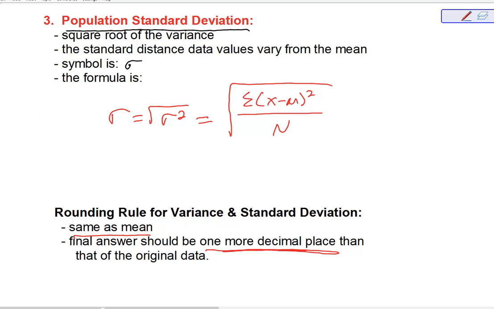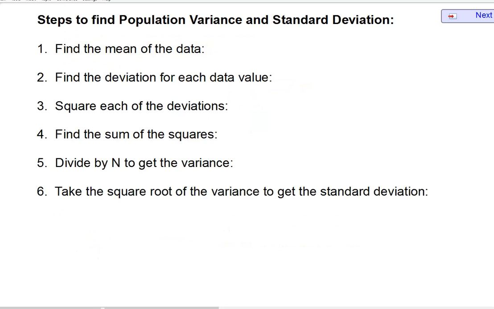So let's look at how we would actually find the variance and standard deviation. These are the 6 steps that we take for finding population variance and standard deviation. And they're actually going to be the same for finding the sample variance and standard deviation, just using a little bit different formulas. So I would make sure that we know these 6 steps.